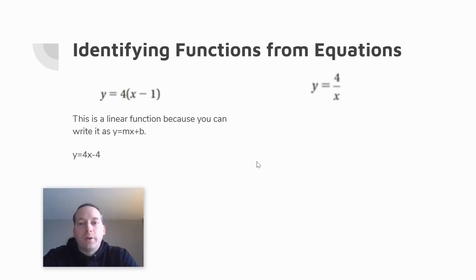Now let's look at the other one. y equals 4 over x. Is this linear or nonlinear?